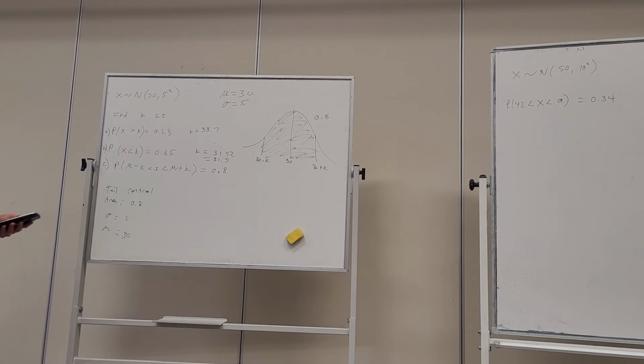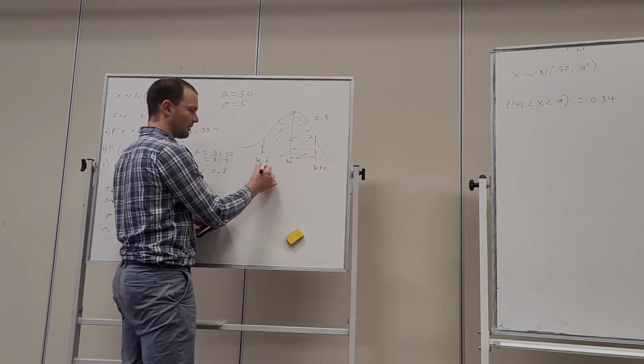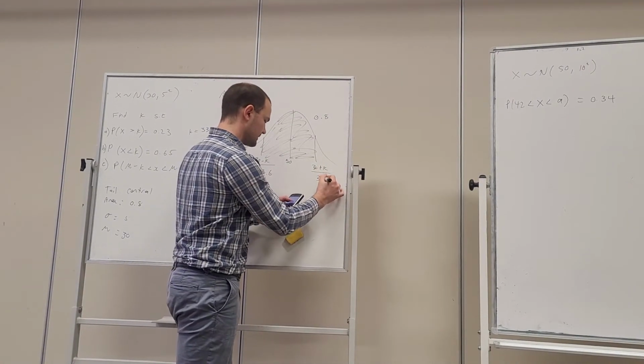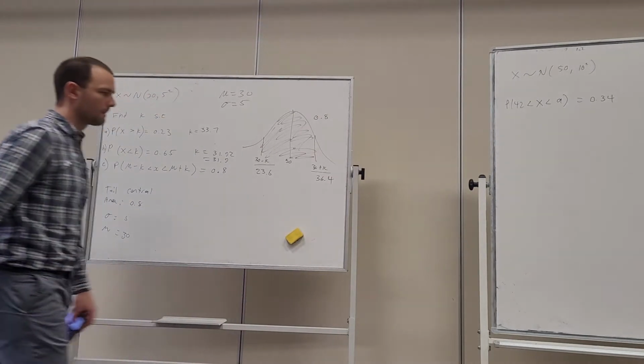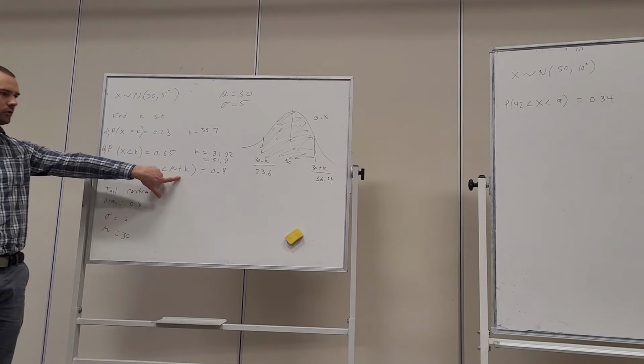Mean and standard deviation remain the same. Now, when we perform this calculation, I've got 23.59 or 23.6. I'll perform the rounding straight away. 23.6 here and 36.4 here. But we need to answer the question. What is the value of k? Find k such that this is true.